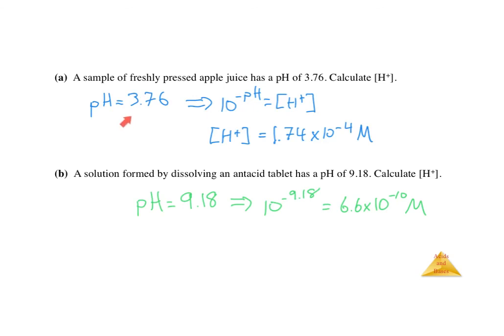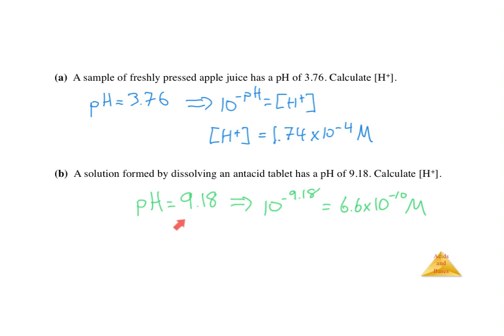So if we're given the pH, we know that the pH is the negative log of the hydronium concentration. So we can take the inverse of the negative log, or 10 raised to the minus pH value, to get our hydronium concentration. So here the hydronium concentration is 1.7 times 10 to the minus 4 molar, or more concentrated than what a solution of pH 7 would be, which would be 1.0 times 10 to the minus 7. So lower pH, higher concentration of hydronium.